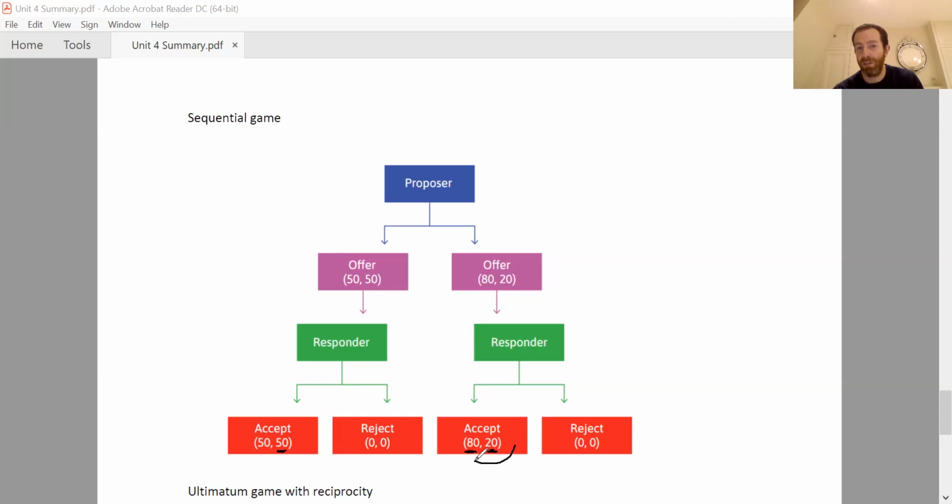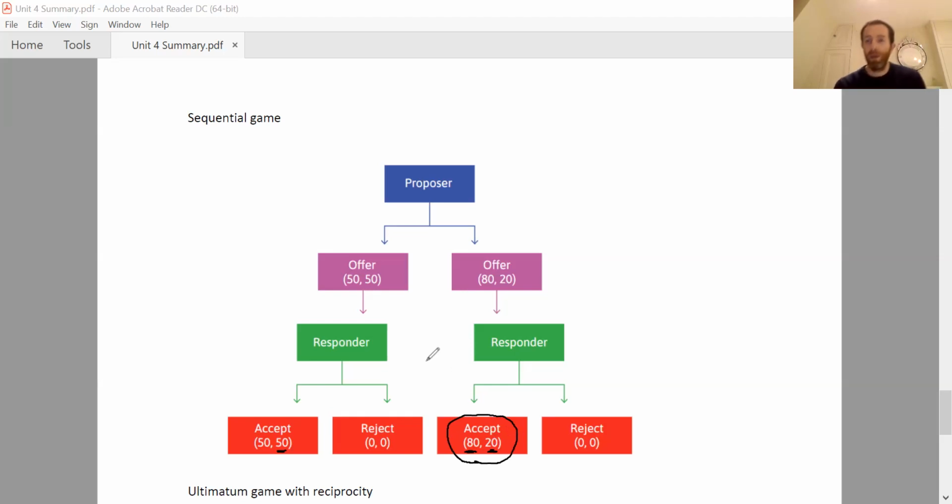So this is the outcome the proposer wants to achieve, and this is going to be the outcome of this game. You could say this is the equilibrium of this game. And again, be careful: for the equilibrium, we need to say what the players are going to do. So here, the proposer's action is to offer an 80-20 split, the responder's action is to accept, and the outcome is that the proposer gets 80 and the responder gets 20.